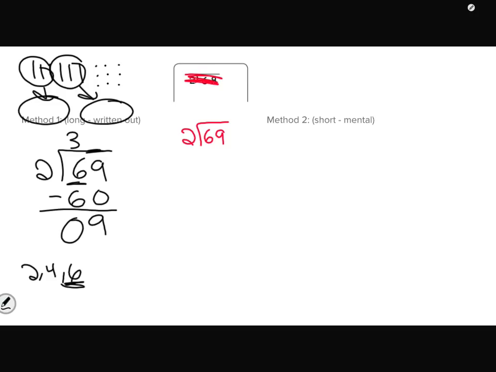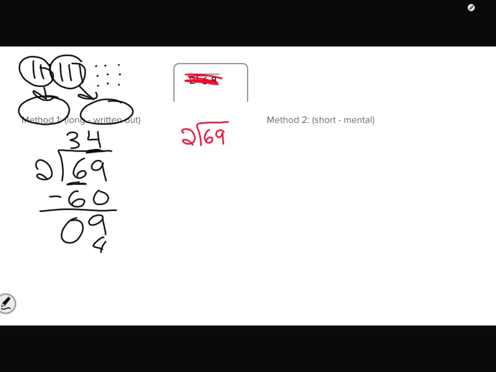And in my ones place, that means I have my ones left. Now, I need to think about 2 times what gets me really close to 9. So I have 2, 4, 6, 8, 10. I know that 9 is in between 8 and 10. So I know that 2 times 4 gets me to 8, and 2 times 5 gets me to 10. I can't do 2 times 5 because 10 is too many. I don't have 10. I can only give away what I actually have.